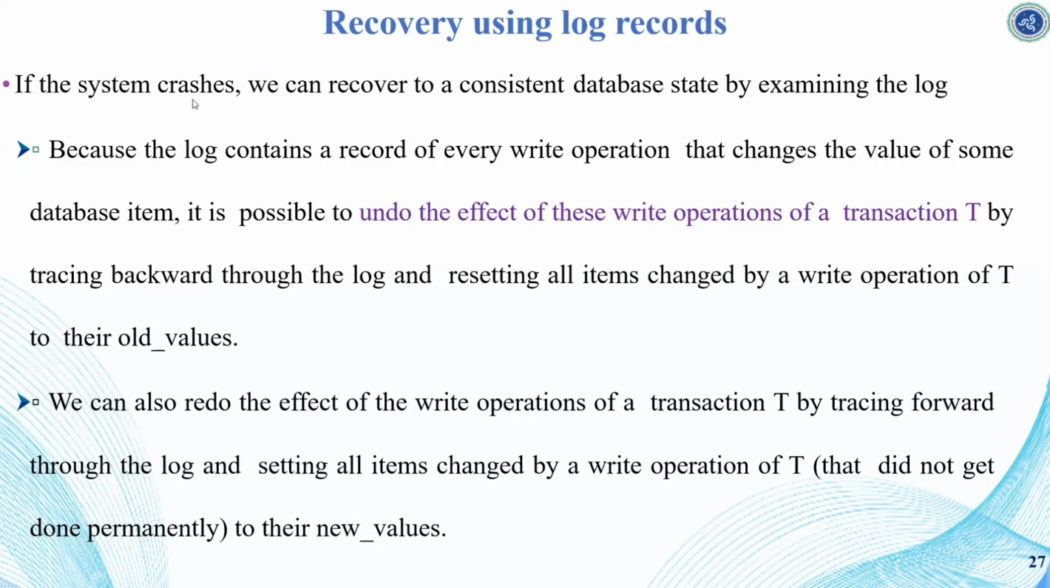So here, if the system crashes, how can the recovery be done with the help of log records? Suppose there is a system crash, then of course we need to recover from this crash to a consistent database by examining some of the log records. Okay, because the log contains the record of everything, that is all the write operations and read operations, whether it is aborted or committed, everything is marked in the log record. Okay. So it is possible to do all the undo or redo operations by looking at these log records.